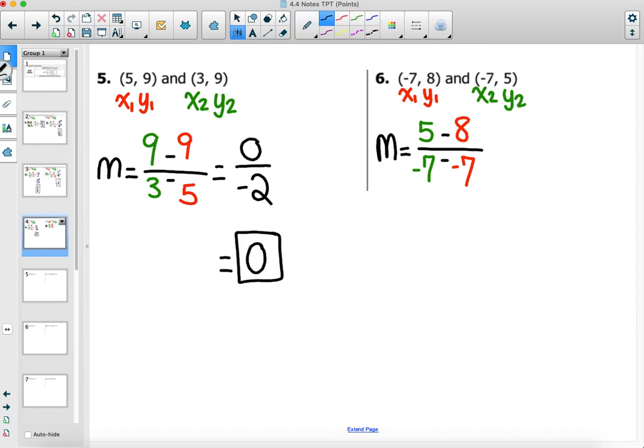Here, when I reduce, 5 minus 8 is -3. -7 minus a -7 is 0. And if we try to type this into the calculator with -3 divided by 0, we get an error. That's because our slope here is undefined.